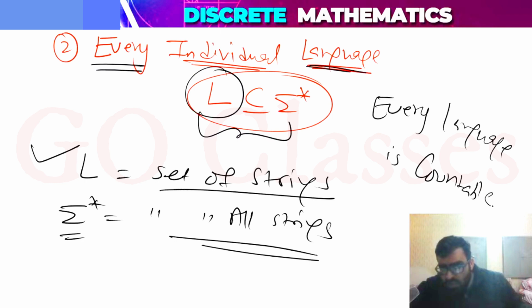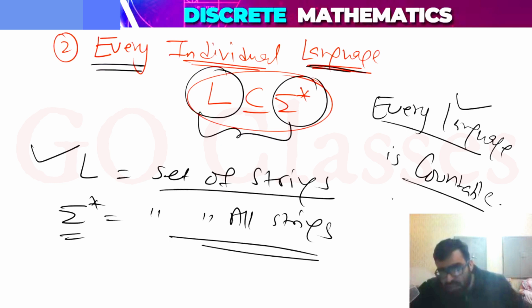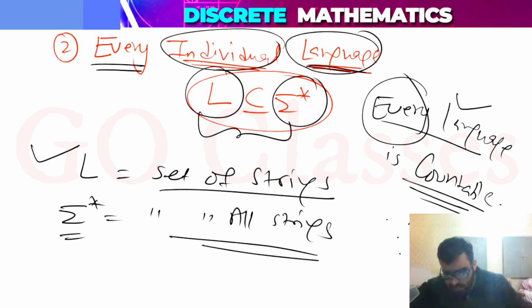Whatever language you have, even sigma star itself is a language. So that is also countable, that we have proven. Whatever language you have, every language is countable. Whether it is a regular language, non-regular language, RE language, decidable language, undecidable language, or not RE language, every individual language is countable. Okay. Now, this is the second result.